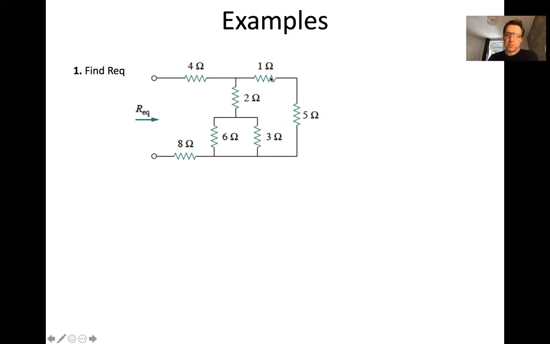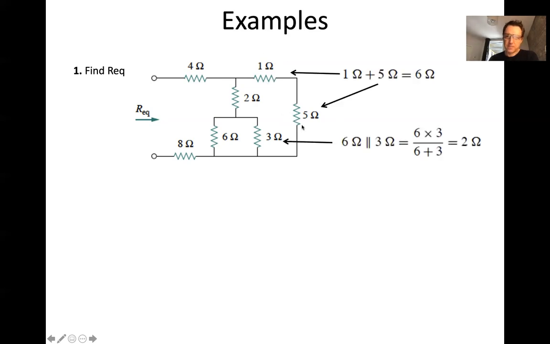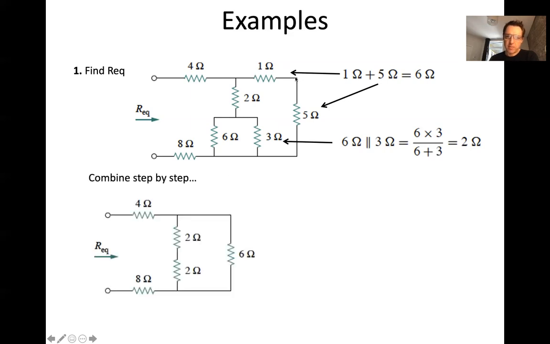For example, the 1 ohm and the 5 ohm can be reduced to a 6 ohm, because they're in series. The 3 ohm and the 6 ohm are in parallel, so product over sum is 2. So next step is we combine the 1 and the 5 into a 6, and we combine the 3 and the 6 into a 2. Notice that we've replaced this parallel branch with a single 2 ohm resistor, and we've replaced this series branch with a 6 ohm resistor. Everything else stays the same.